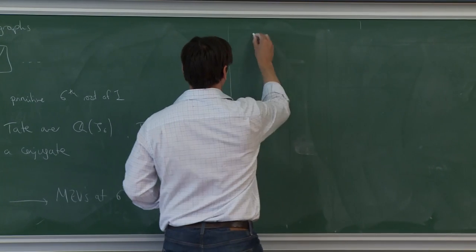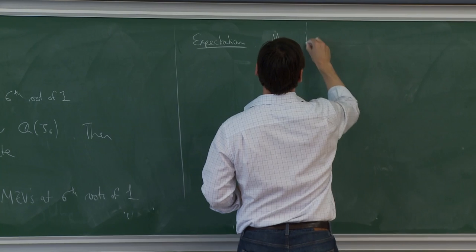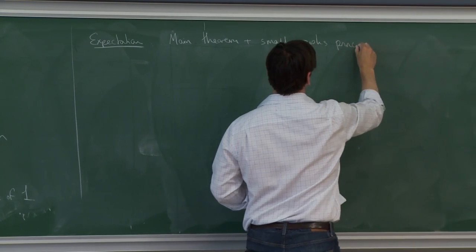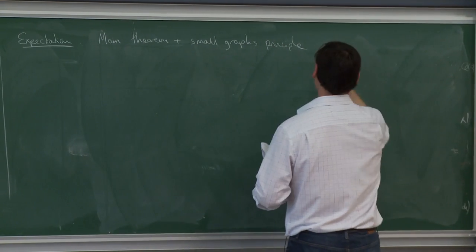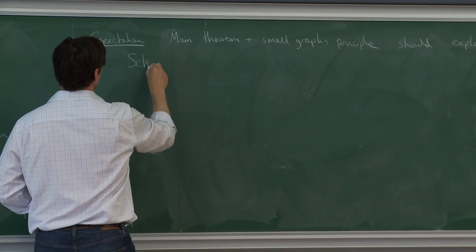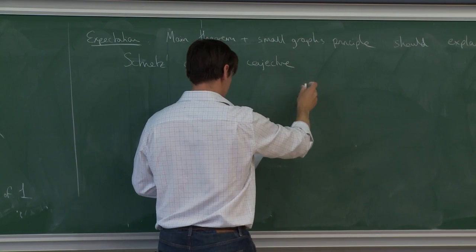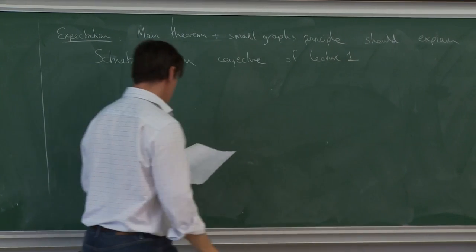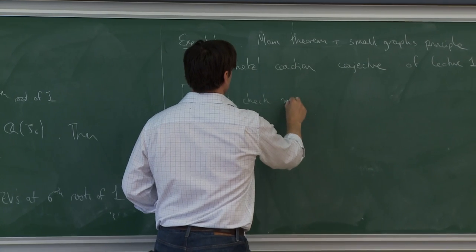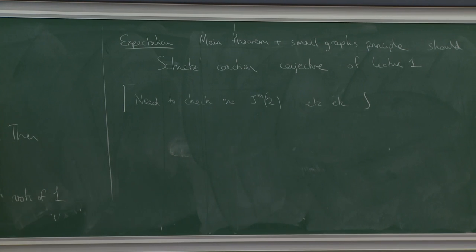So if we keep going, my expectation is that the main theorem plus the small graphs principle will eventually completely explain all the structure of the amplitudes we saw in the first lecture. So I won't prove this coaction conjecture that I mentioned in the first lecture, due to Oliver Schnetz, but it will, if you like, explain all the symptoms, all the consequences of this conjecture. So the first thing to do, I'm afraid I didn't do this yet because I didn't get around to it, but one needs to check that there's no zeta 2, and work your way up. And this will explain why the amplitudes have the structure they have.